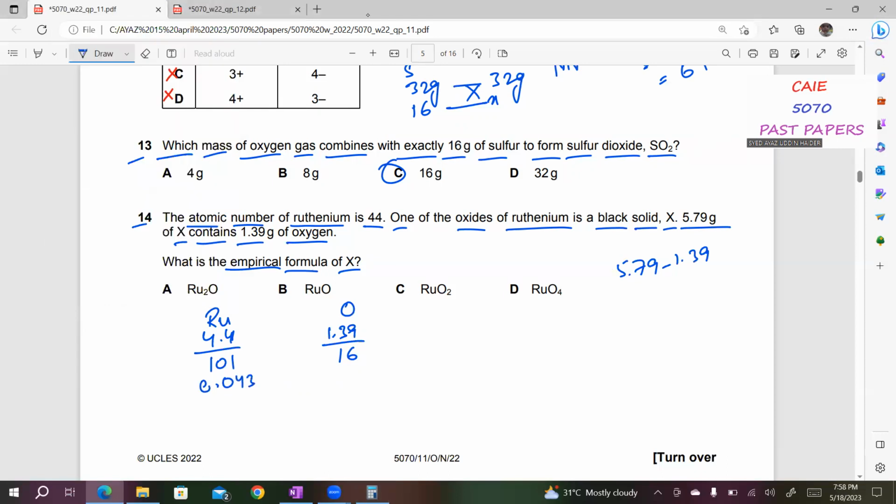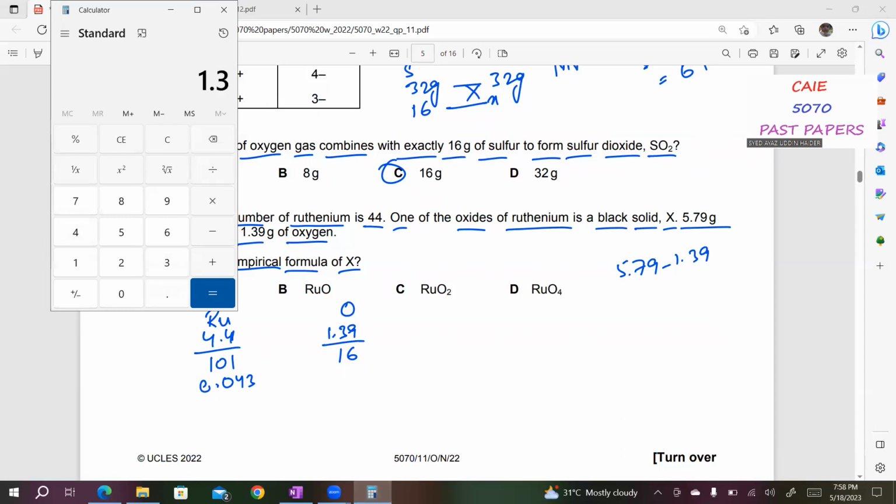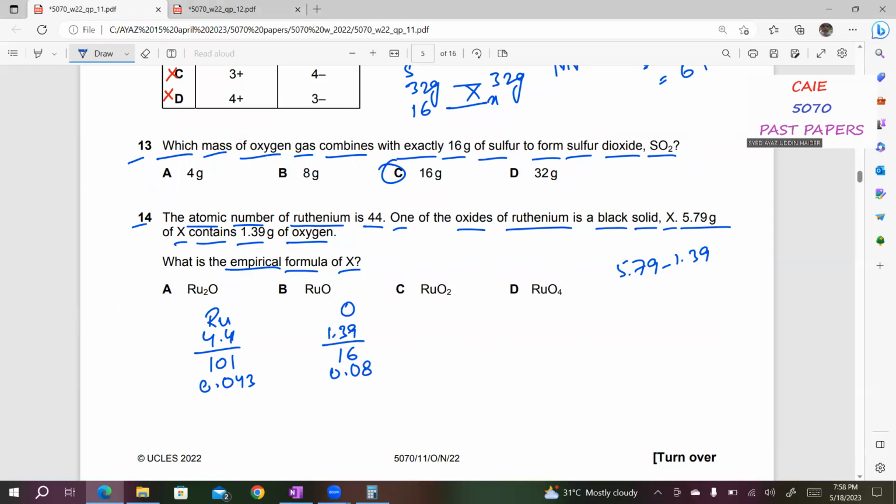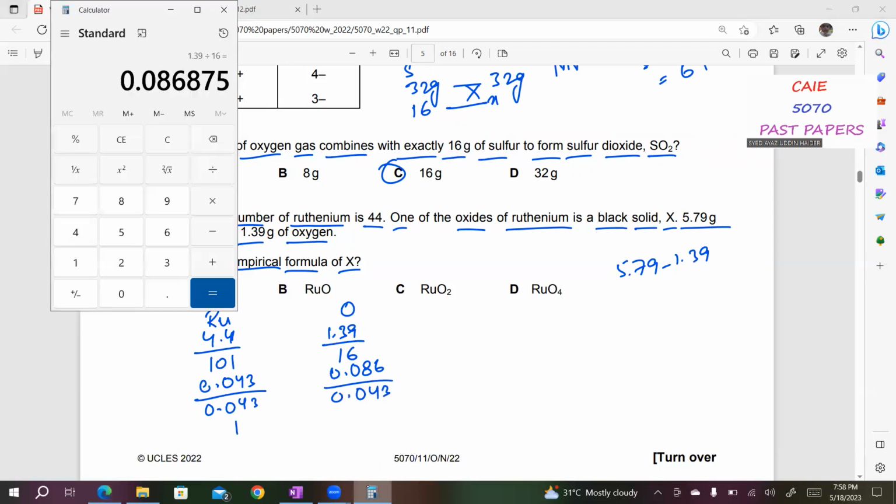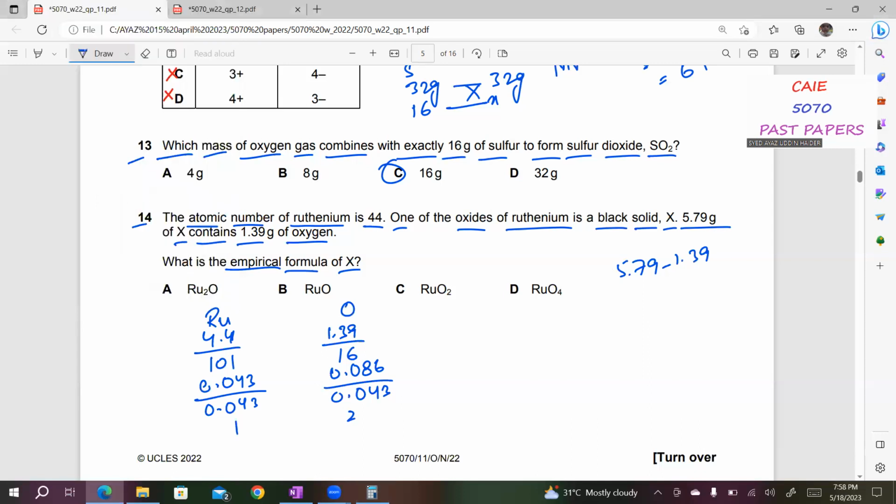For oxygen, 1.39 divided by 16, we get 0.086. So 0.043 is the smallest number. So we'll divide both the values by 0.043. Ruthenium will get 1 and oxygen will get 2. So the formula will be RuO2. So C will be the right answer here.